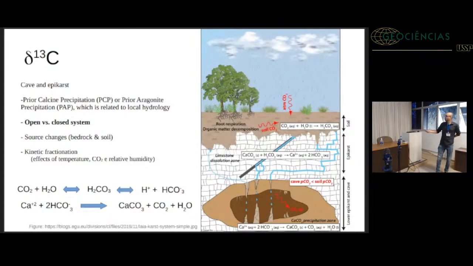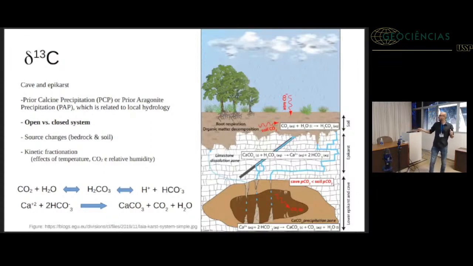If you have this constant contact of your solution with the CO2, you have enough, let's say, acidity in your solution to keep dissolving the limestone. But if you close your system, if this solution loses contact with the CO2 in the soil, your solution starts to dissolve the limestone. At some point, your solution becomes neutralized. It's not acid anymore. Then you stop dissolving your limestone. But when it's dissolving your limestone, you are incorporating new carbon from the limestone into your solution. If you stop this, you stop taking carbon from the limestone.